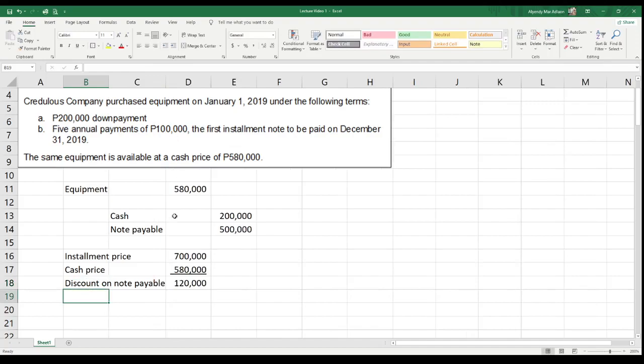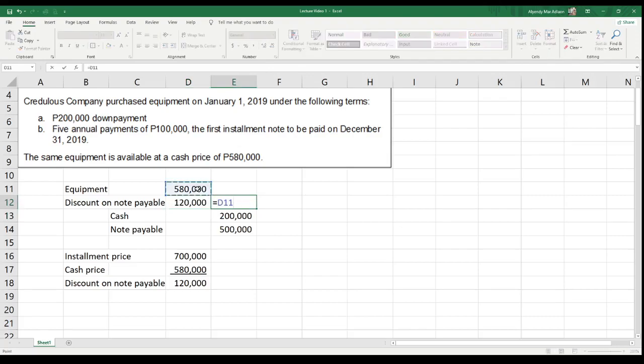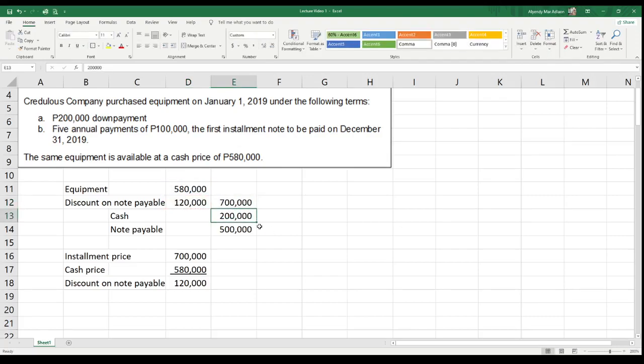Okay? So, that is discount on note payable, and of course, we have to debit it with discount on note payable amounting to 120,000 pesos. So, if you're going to add it, 580 plus 120, that is 700,000, and 200 plus 500, that is also 700,000, which gives us a balanced journal entry.